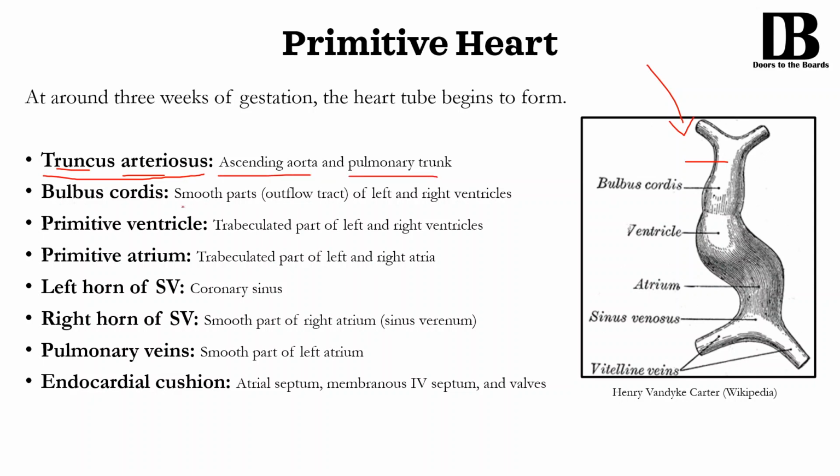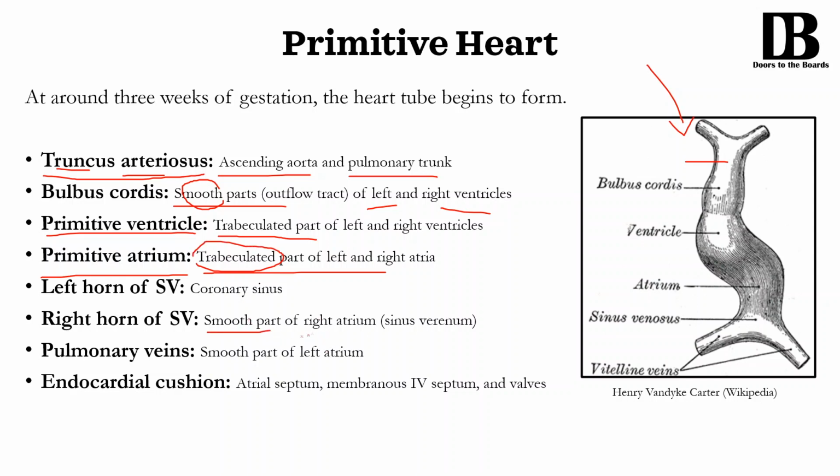The bulbus cordis is going to give rise to the smooth parts of the left and right ventricles. And since we have smooth parts, then we're going to have rougher parts to the left and right ventricles, which are going to be given by the primitive ventricle. Trabeculated in this sense just means the rough parts of the left and right ventricles. For the primitive atrium, it'll give the rough parts of the left and right atria. And since there are trabeculated portions of the left and right atria, then there are also smooth parts.